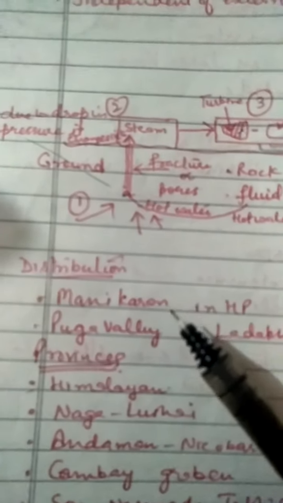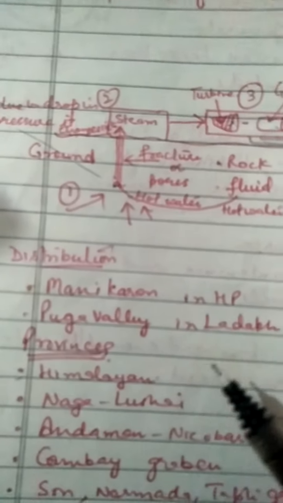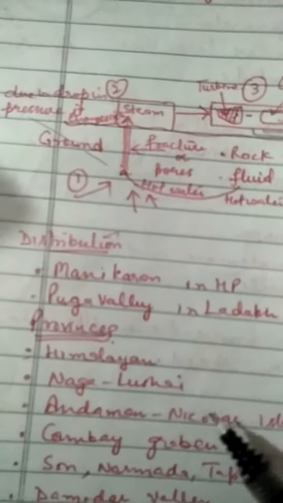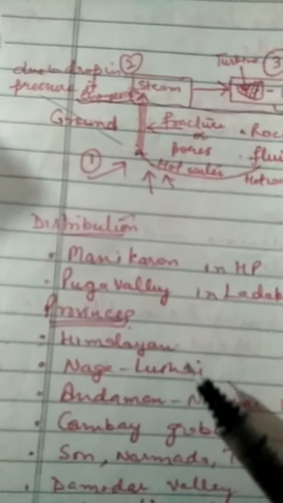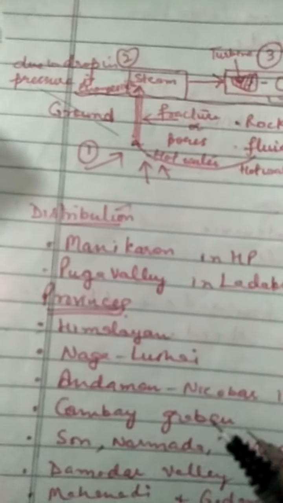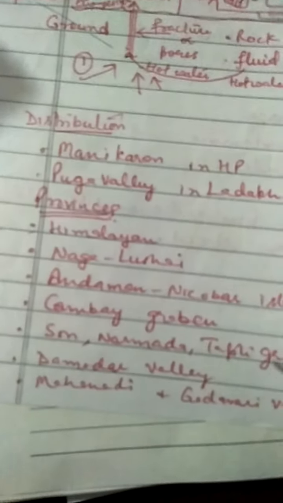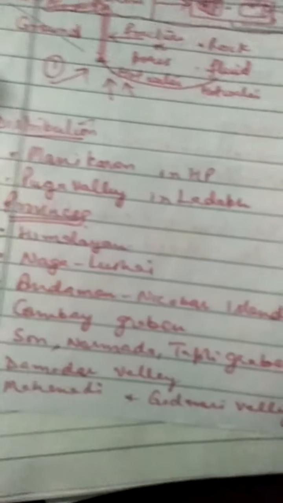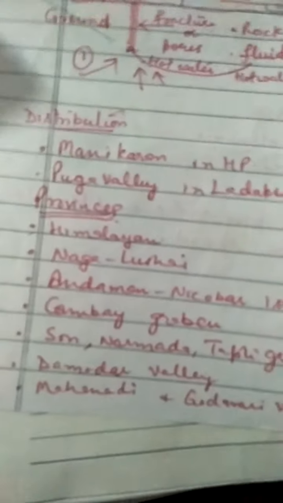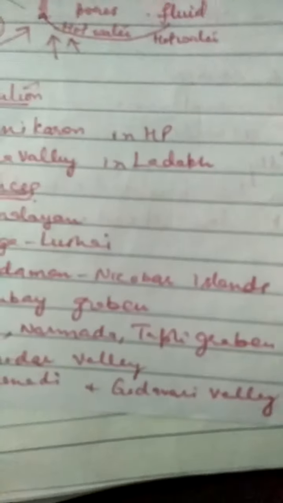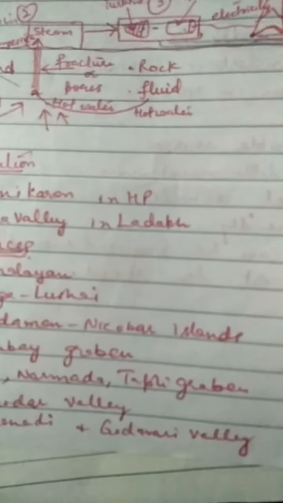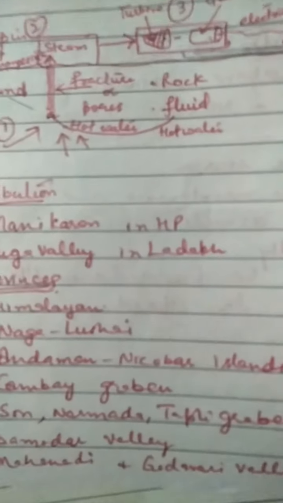Distribution: Manikaran in Himachal Pradesh, Puga Valley in Ladakh, and there are a few provinces: Himalayan province, Naga Lushai, Andaman Nicobar Islands, Cambay Graben, Son Narmada Tapi Graben, Damodar Valley, Mahanadi and Godavari Valley, where this geothermal energy can be harnessed.